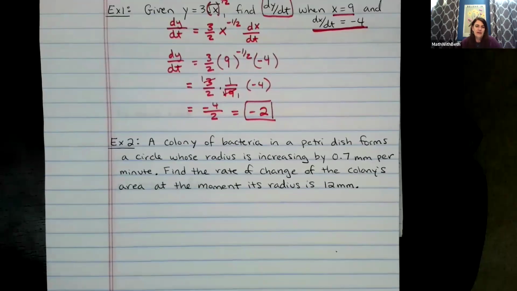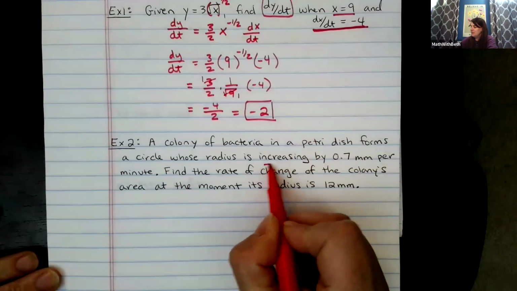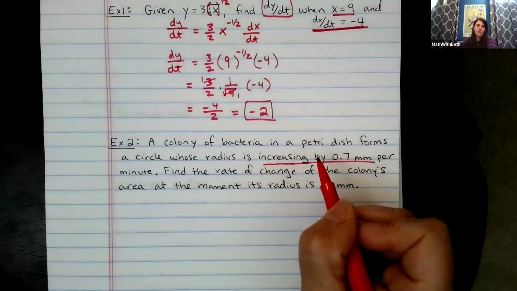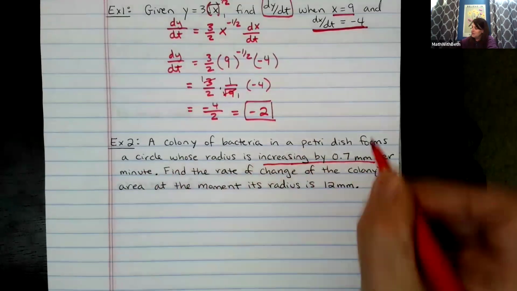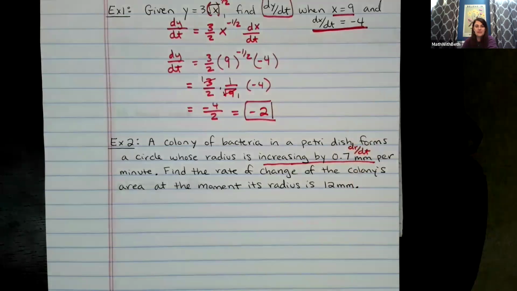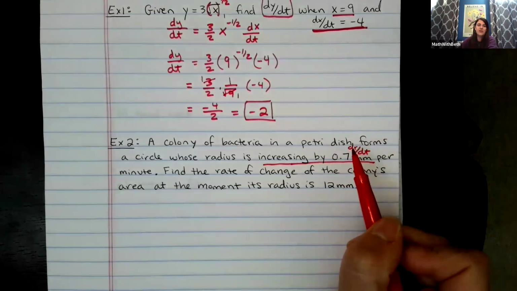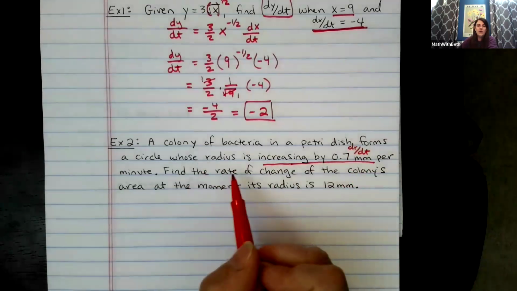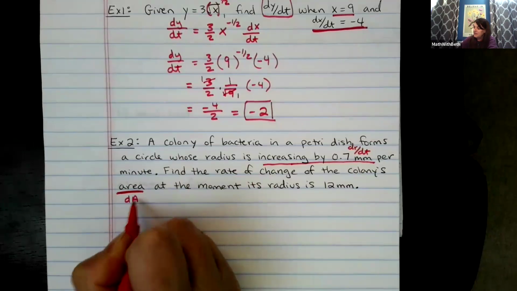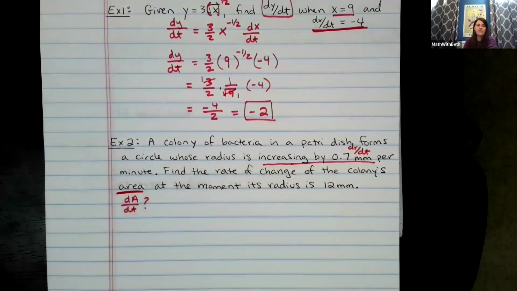A colony of bacteria in a petri dish forms a circle whose radius is increasing by 0.7 millimeters per minute. So increasing by this much means this is one of the rates. Okay, and specifically it's talking about how the radius is changing with respect to time because it's saying per minute. So this is really dr/dt. Does that make sense? It's the rate that the radius is changing with respect to time. Find the rate of change of the colony's area. So what they want us to find is dA/dt. So that's what we're going to try to find.